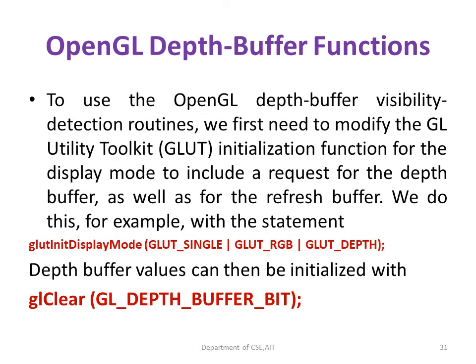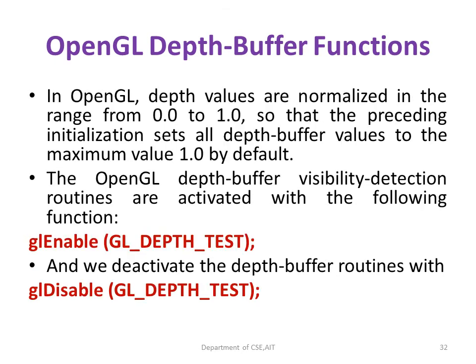In OpenGL, whenever I have to make use of the depth buffer visibility routines, we first have to go for the initialization of GLUT. It can be done by making use of the API glutInitDisplayMode. Then the depth buffer values can be initialized by making use of glClear and the constant GL_DEPTH_BUFFER_BIT. Because we are going to do this in the normalized range, the depth values will be a minimum of 0 and a maximum of 1, and I am going to assign the maximum 1 by default.